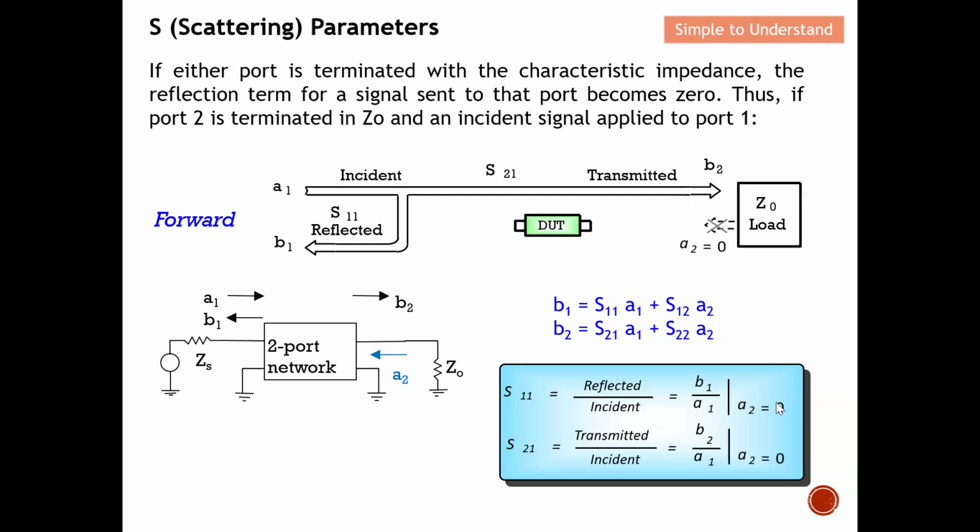With this, I will be able to get my S11 and also S21. Basically, I have an incident wave, and I will measure the B2 wave and also the B1 wave. Based on that, I will be able to obtain my S11 and also my S21. So basically this is the reason why we need to terminate any unused port with a 50 ohm load over here, as you can see from here.